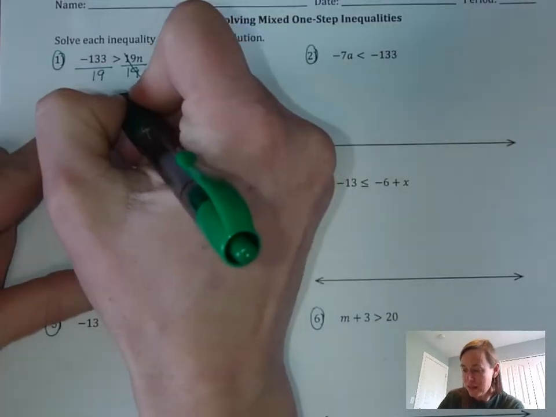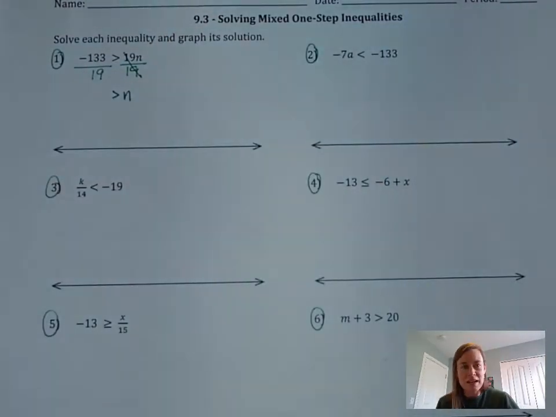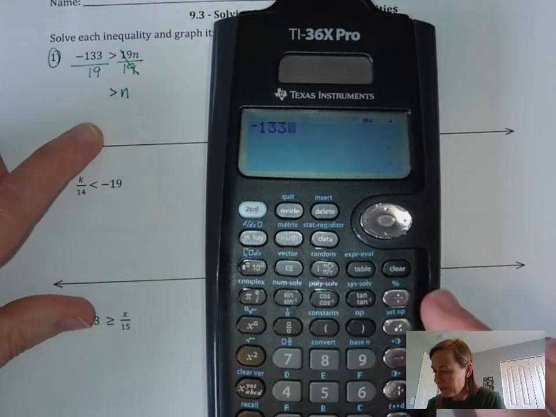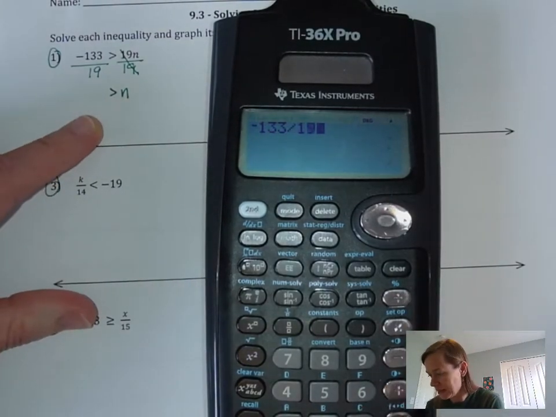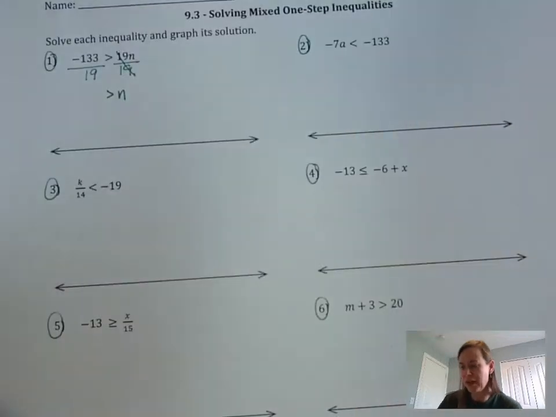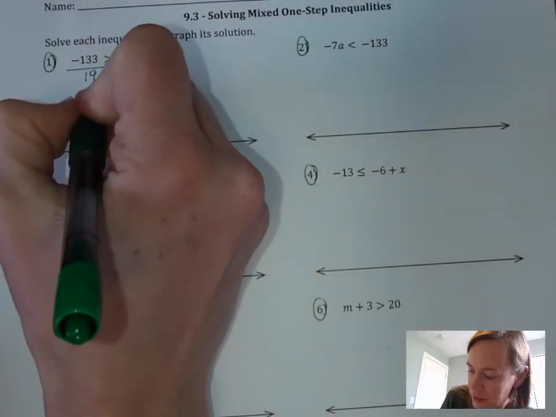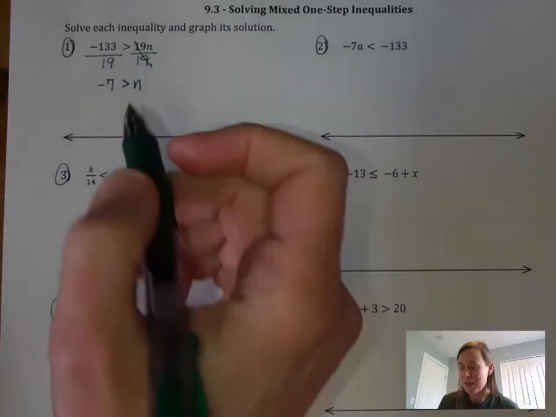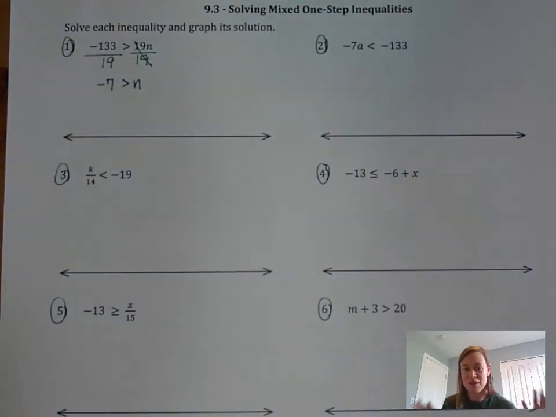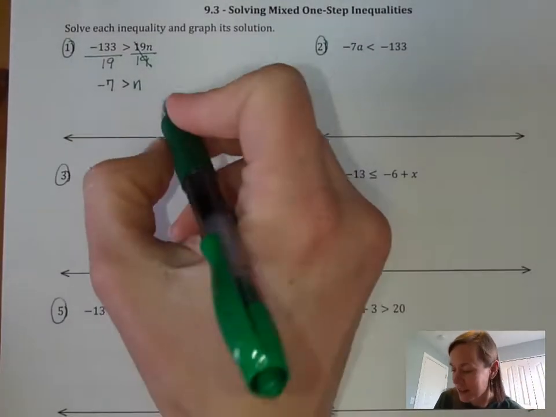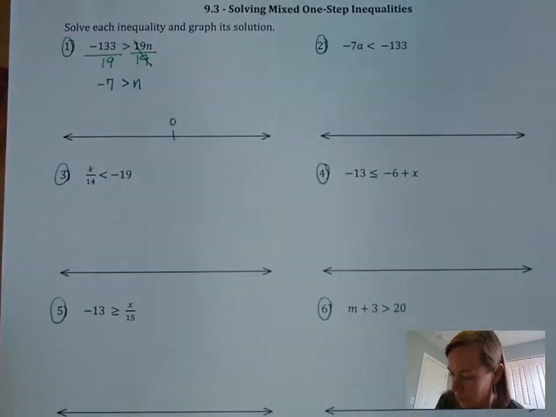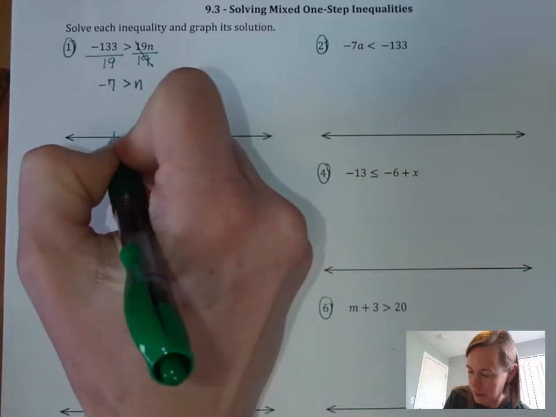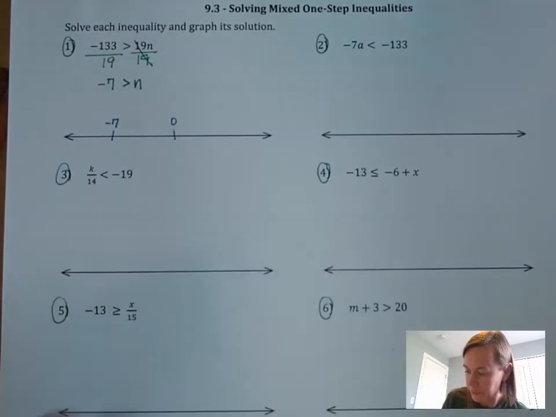This will cancel out and you're left with negative 133 divided by 19, whatever that is. Negative 7. Okay, so negative 7 goes here. Now don't forget to graph these. Make sure you don't just solve and then go on to the next one. You have to put all of these on the graph. So you're going to put a 0 on your graph, and then negative numbers are going to be to the left of 0. So my negative 7 will go here.